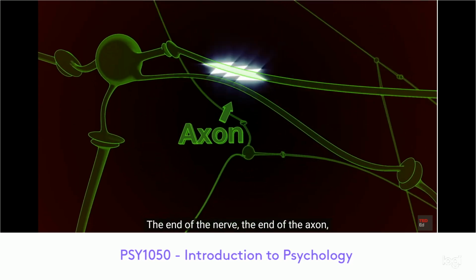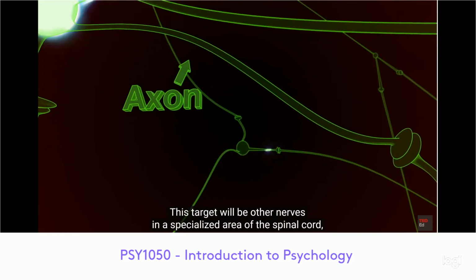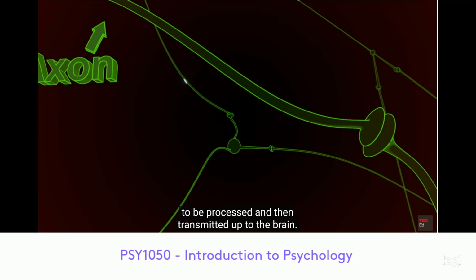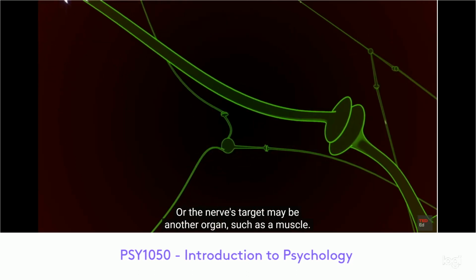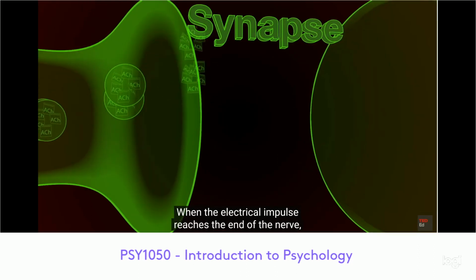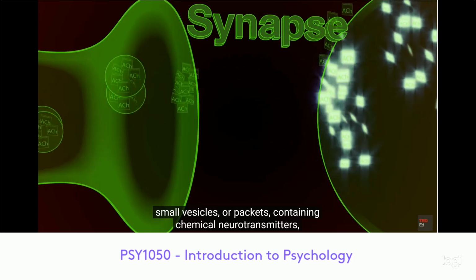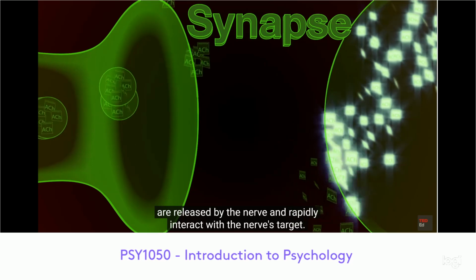The end of the nerve, the end of the axon, communicates with the nerve's target. This target will be other nerves in a specialized area of the spinal cord to be processed and then transmitted up to the brain. Or the nerve's target may be another organ, such as a muscle. When the electrical impulse reaches the end of the nerve, small vesicles or packets containing chemical neurotransmitters are released by the nerve and rapidly interact with the nerve's target.